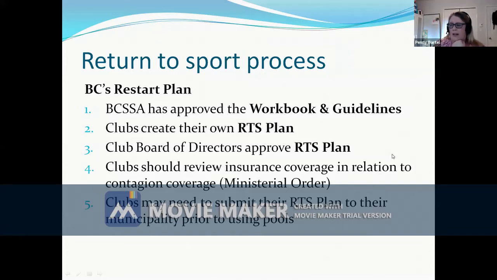Any questions on that? Has everybody seen the notice about the ministerial order for insurance coverage for amateur sports? Any no's out there? No? Okay, awesome.